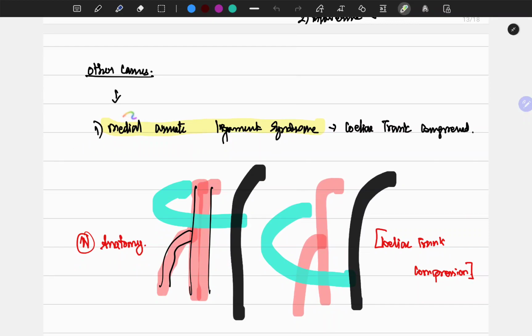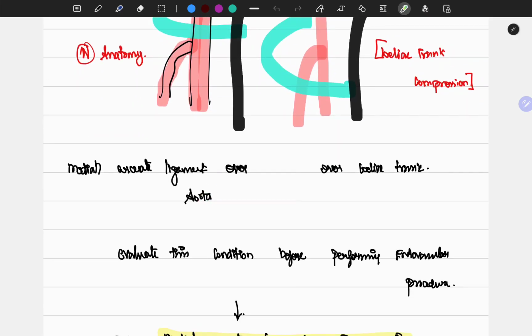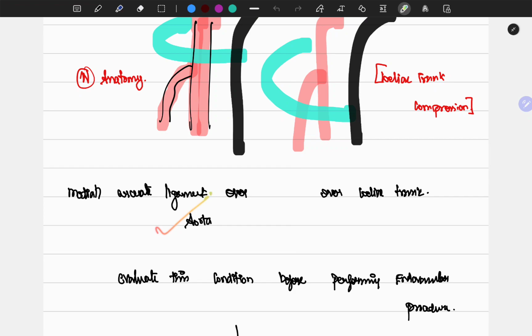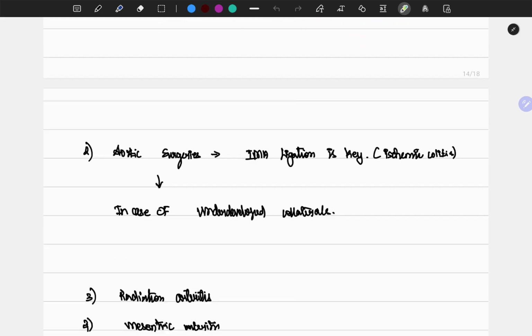There is one thing called median arcuate ligament syndrome. Celiac trunk is compressed by the median arcuate ligament. So median arcuate ligament is over the aorta, which is the normal anatomy, and over the celiac trunk. There is an angulation which is around 90 degrees, and the ligament is compressing over the celiac trunk. Evaluate this condition before performing endovascular. Do median arcuate ligament decompression by performing laparoscopic ligament release. If there is persistent stricture present, perform bypass grafting technique.